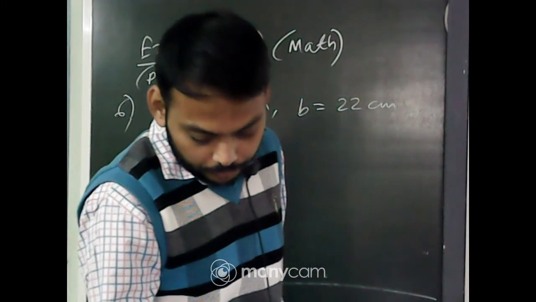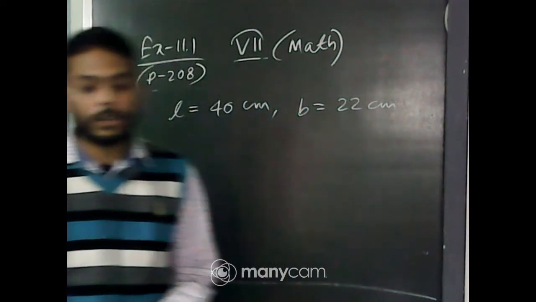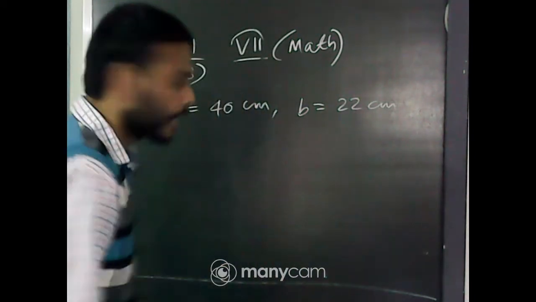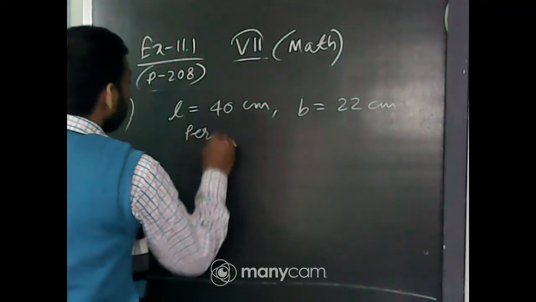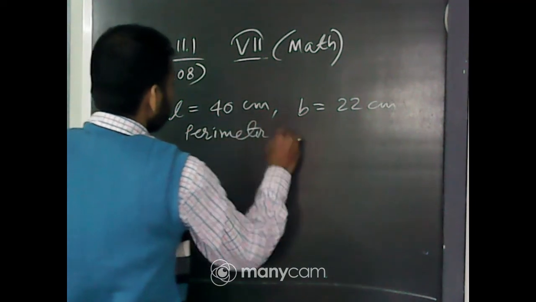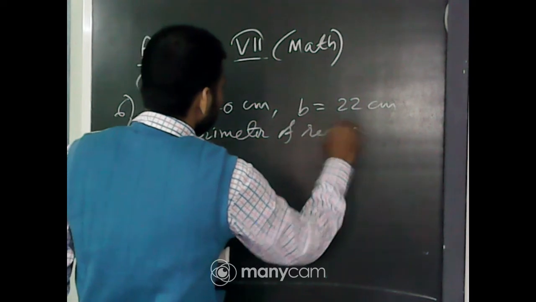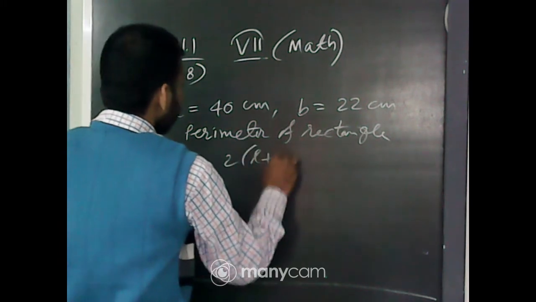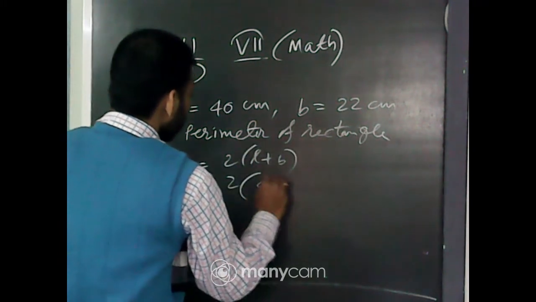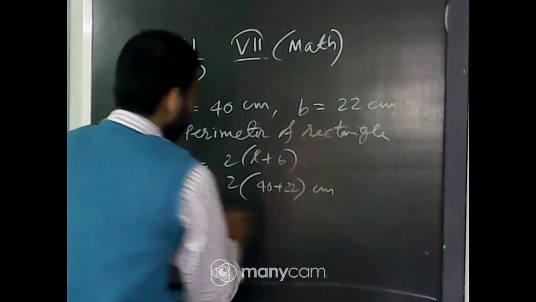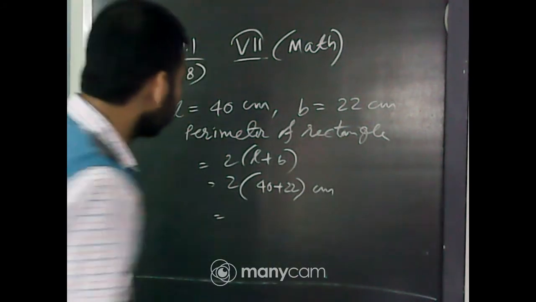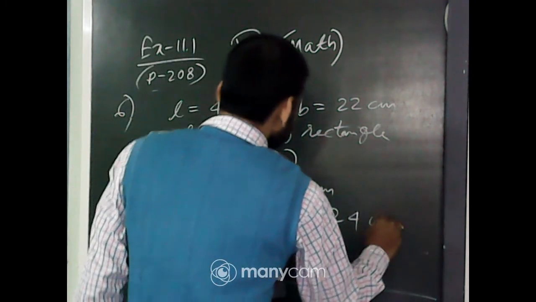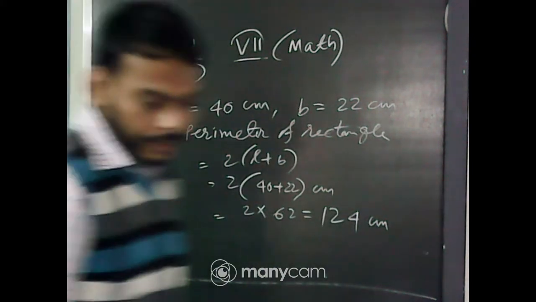That means the perimeter of the rectangle and the perimeter of the square are both the same. So first of all, find the perimeter of the rectangle. Perimeter of rectangle is 2 into (L plus B). So 2 into (40 plus 22) centimeter. That means 2 into 62, that means 124 centimeter, isn't it? The perimeter of the rectangle.